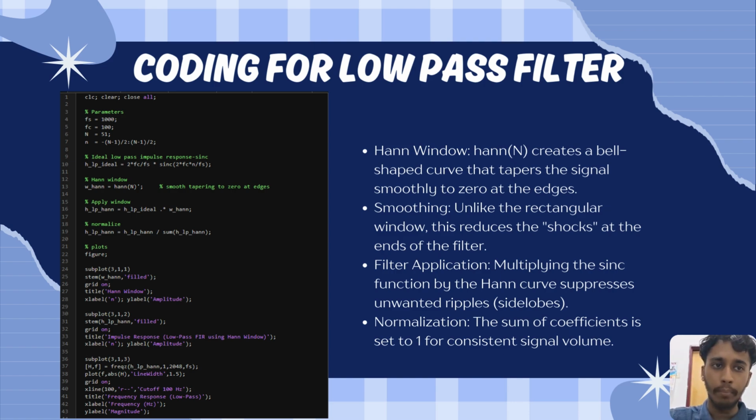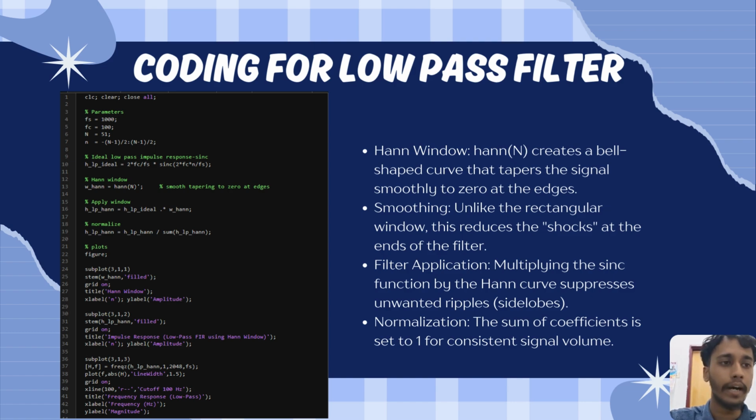To begin our implementation, we start with the MATLAB code for our low-pass filter using the Hann window. First, we set our parameters, including a sampling frequency of 1000 Hz and the cutoff frequency at 100 Hz, while defining a filter length of 51 samples. The core of this design involves three key steps. The first one is generating the window.